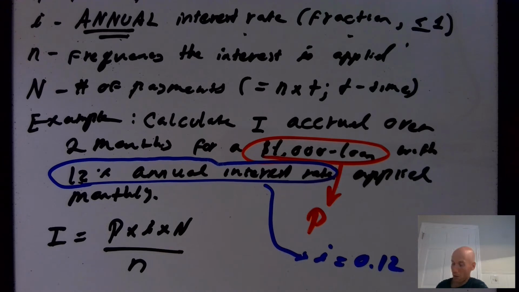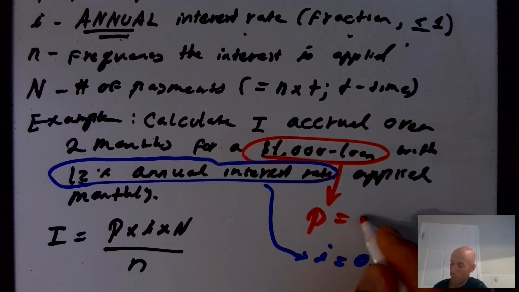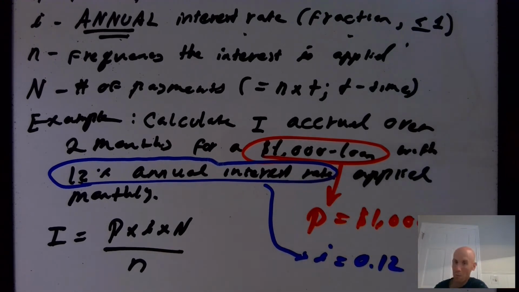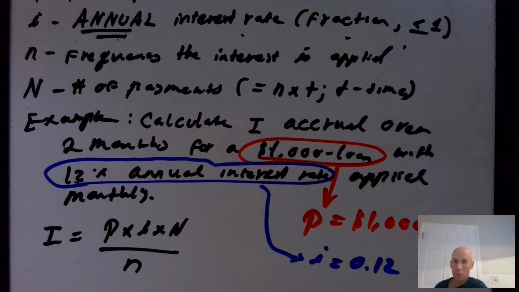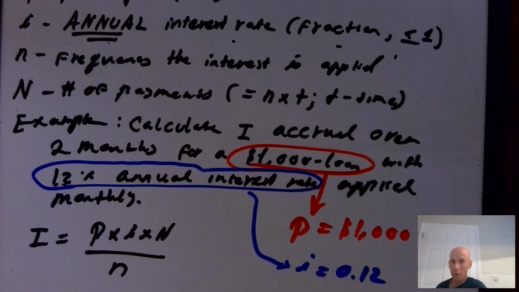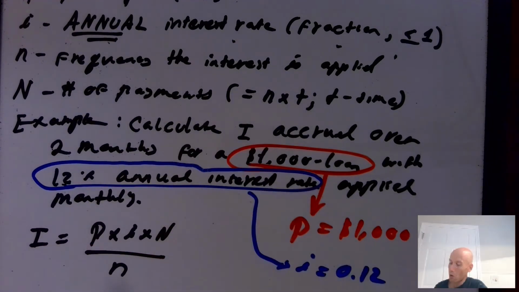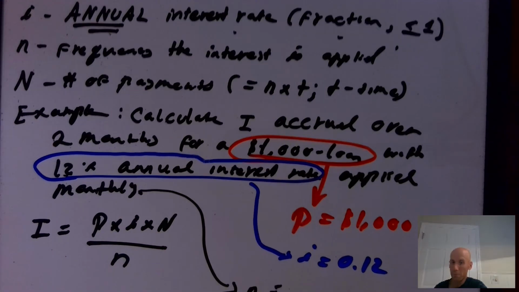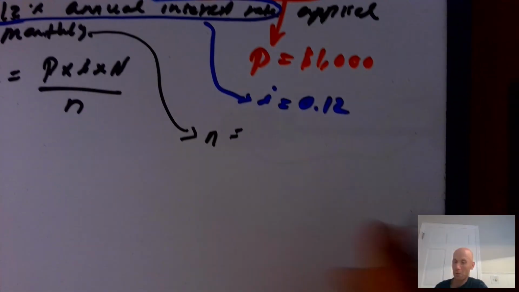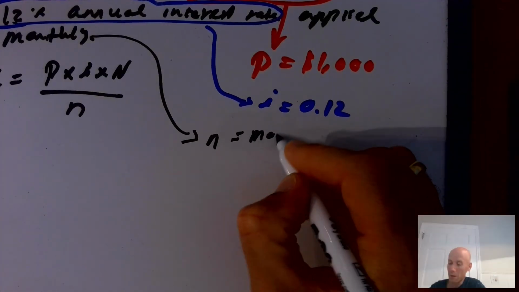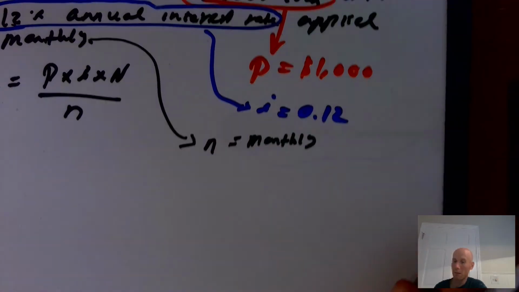It has to be a fraction, so little i is going to be 0.12. The principal is still going to be $1,000. And we need big N and little n. Little n is the frequency that the interest is applied. It's being applied monthly, so little n is monthly. We'll see what this means in a second.